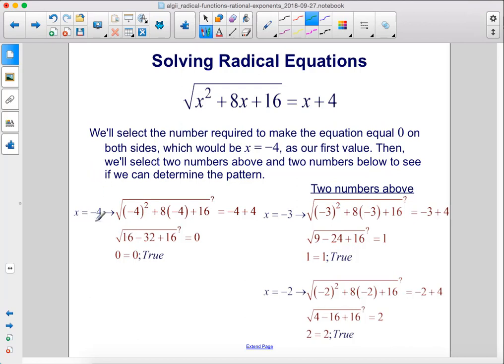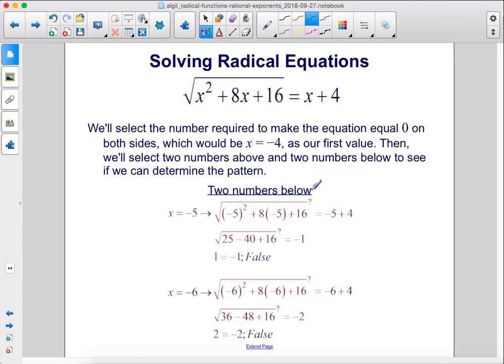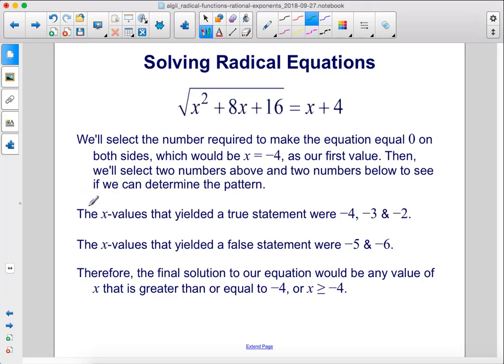So we'll plug in x equals negative 4, and we get 0 equals 0, which is true. So two numbers above, so that would be negative 3 and negative 2, and those are both true as well. Then we pick two numbers below x equals negative 4, so that would be negative 5 and negative 6. And we see that when we plug those values in, they're both false. The x values that yielded a true statement were negative 4, negative 3, and negative 2. The x values that yielded a false statement were negative 5 and negative 6.